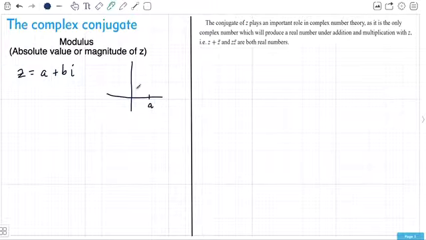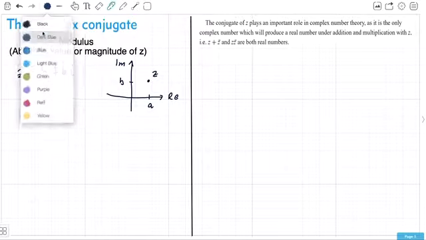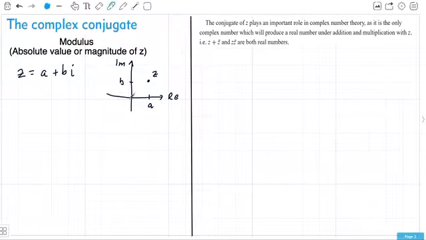So we'll just make a and b positive here. So we've got a plus bi, which would be here. Remember, this is your imaginary and this is your real. So that's where z would be. Now if we're interested in the distance that z is from the origin, we're looking at this distance here.